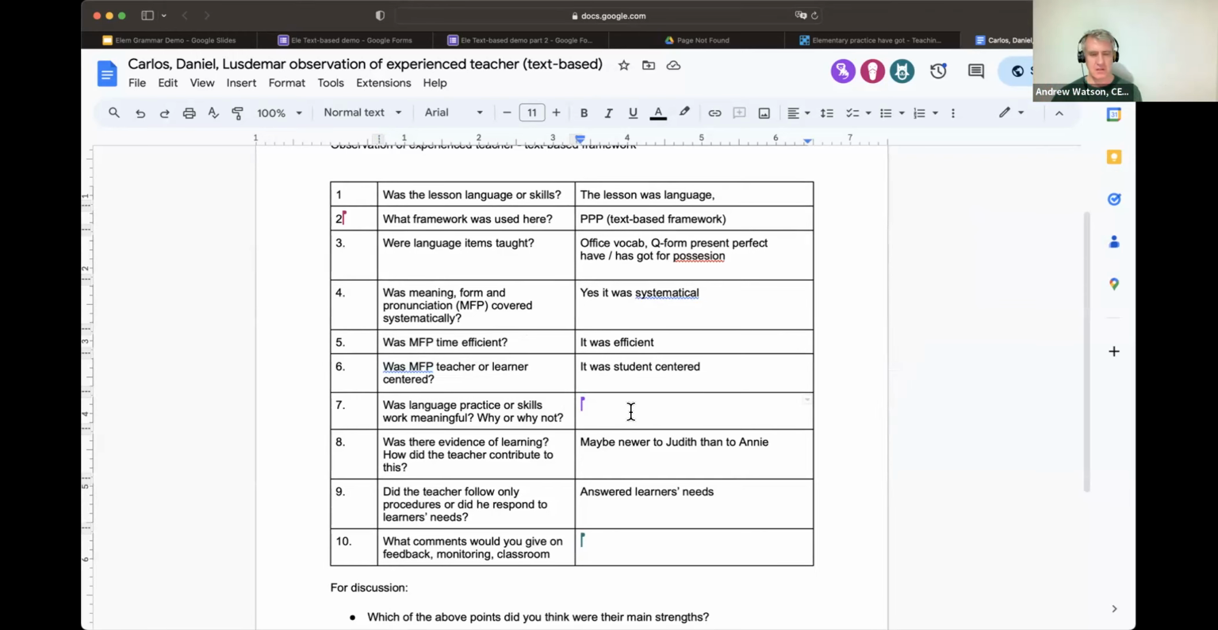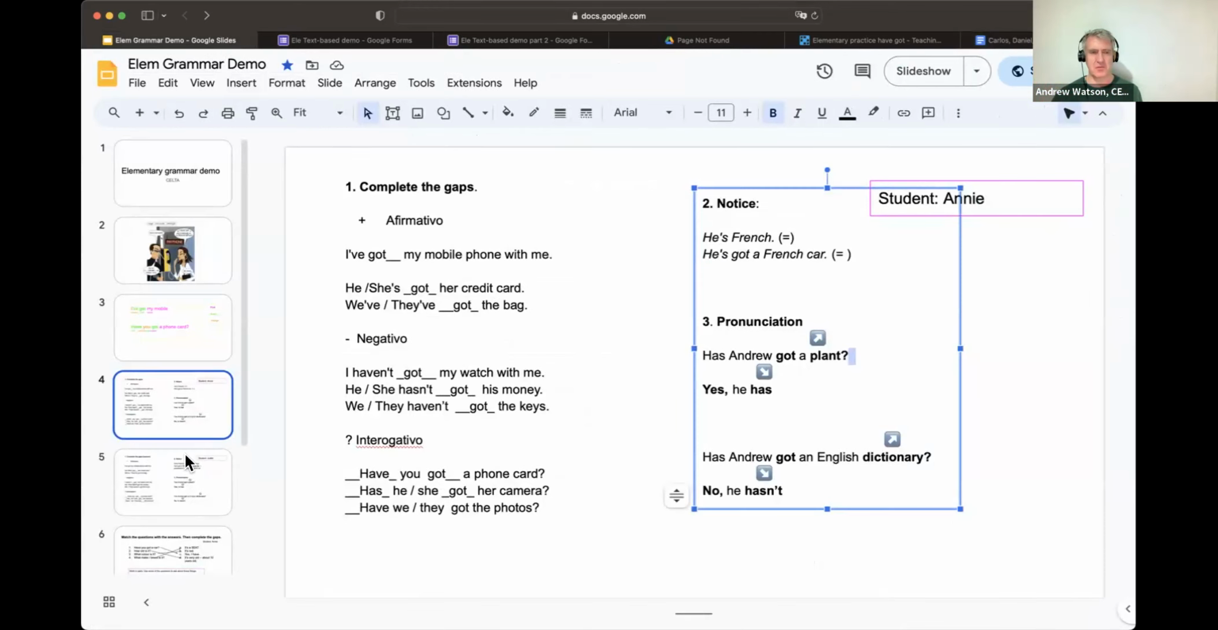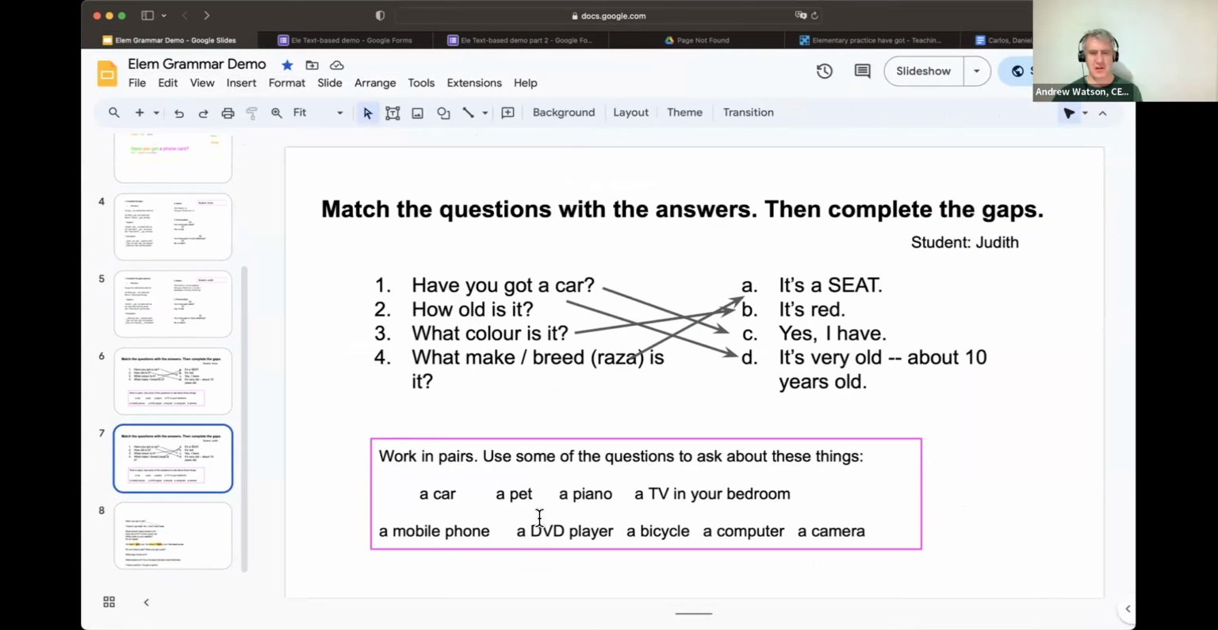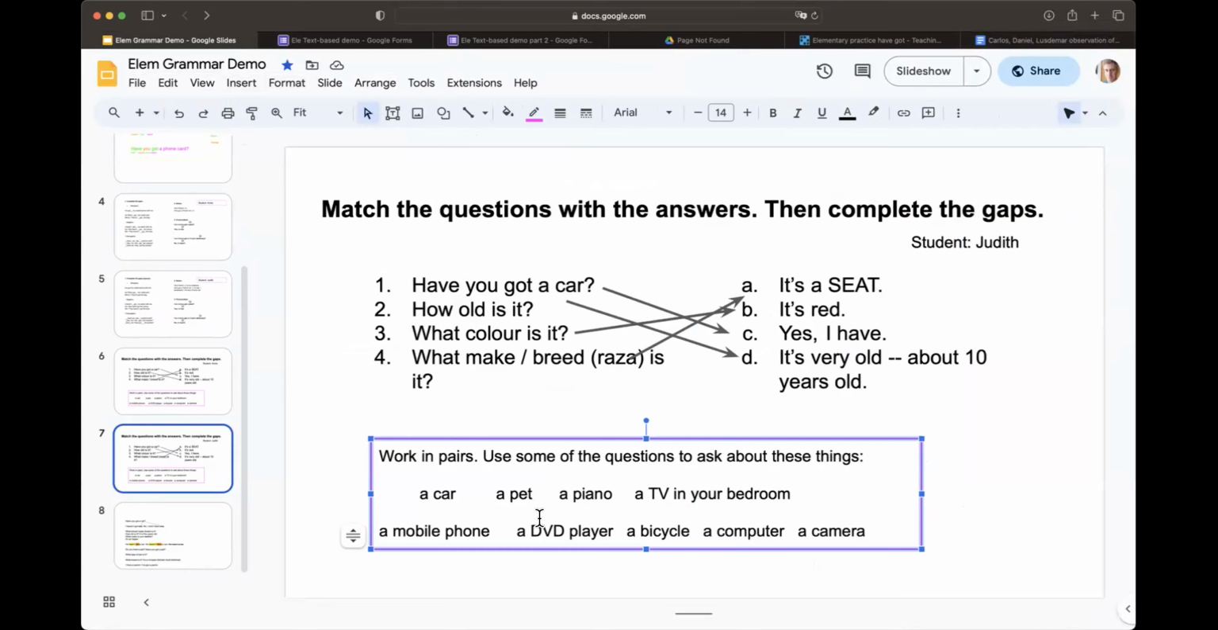Was it meaningful? What do you think? Particularly the freer practice. Do you think it was meaningful? This was the freer practice activity. They had to ask each other questions. I think it was meaningful for them. Why? Because they have to use personal information to answer each other's questions. So it makes it more meaningful than just a random exercise in a book. When it comes to your things, your pets, the things you've got, it becomes quite meaningful, I would say.